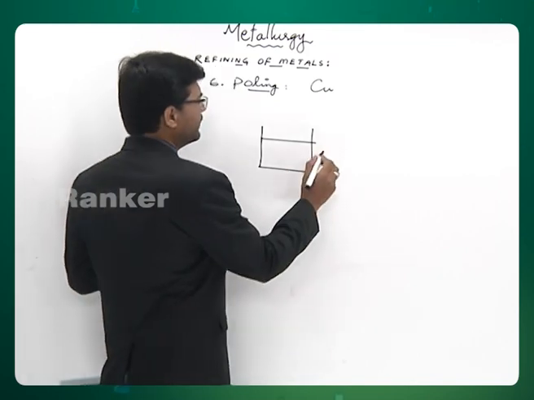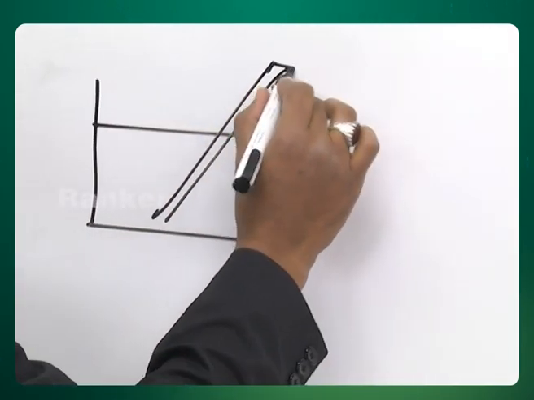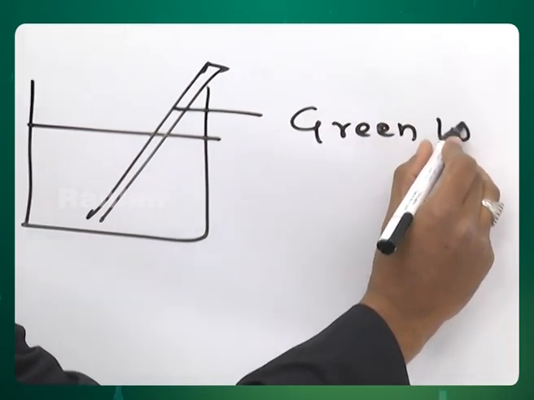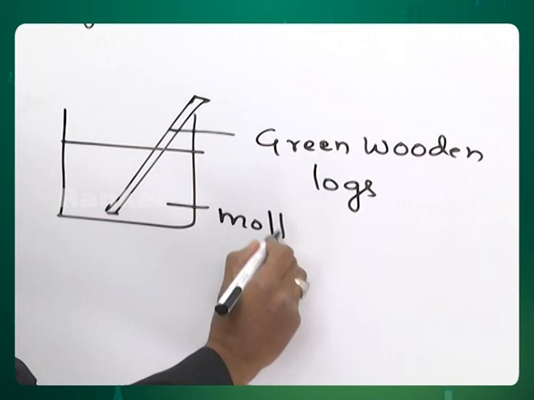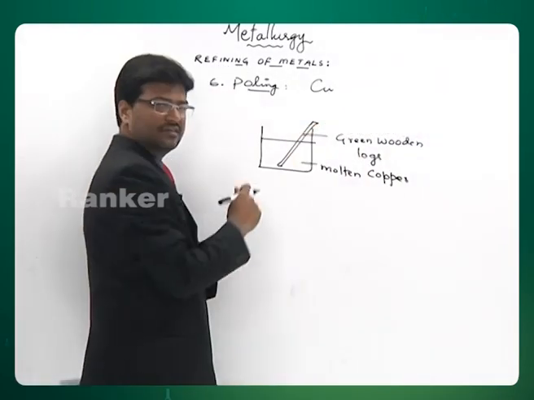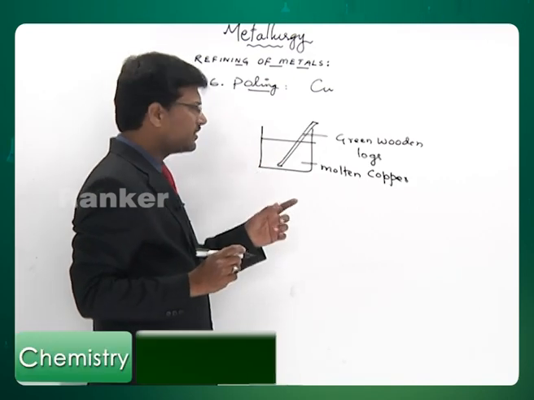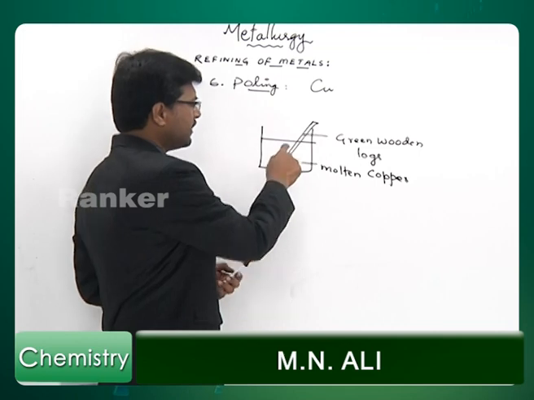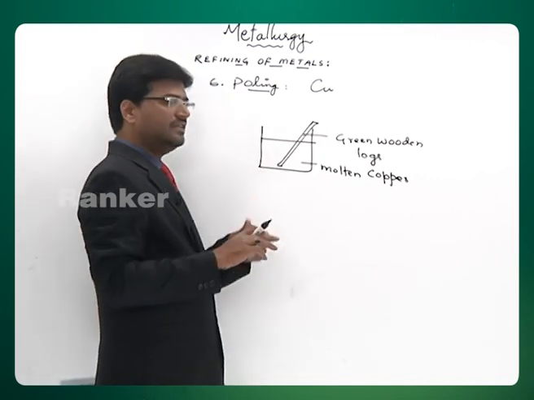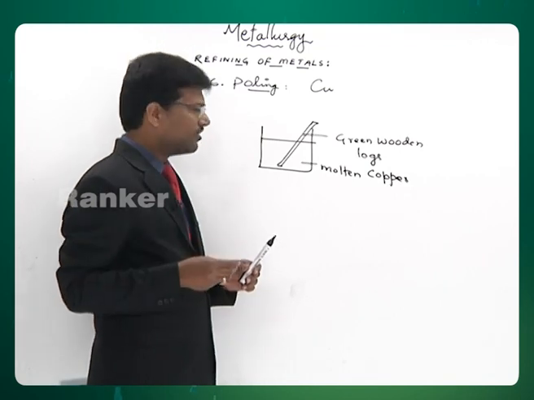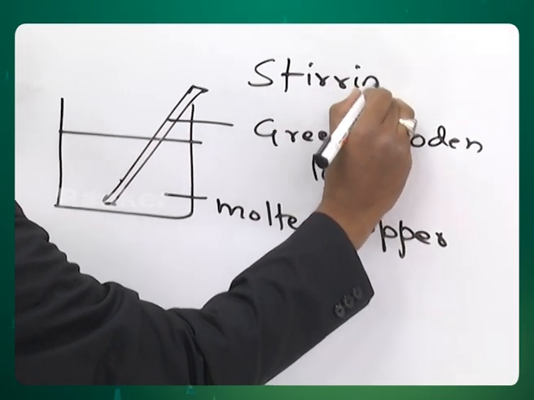This is molten metal, say copper only, because poling is applied for copper only. It's an old technique. We use green wooden logs, and the molten copper is thoroughly stirred using these green wooden logs. The heat of the molten copper allows the hydrocarbons of the green wooden log to come out, and they cause reduction of copper oxide to copper, and this oxygen will burn the hydrocarbons present in the wooden log, and that comes out as volatile fumes. And it is also causing a stirring effect. Stirring is being done with green wooden logs.